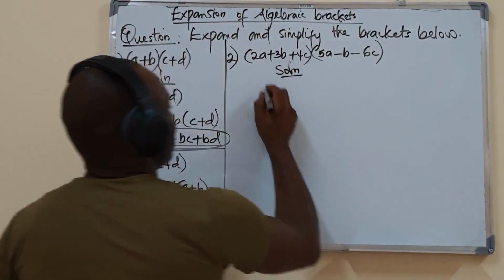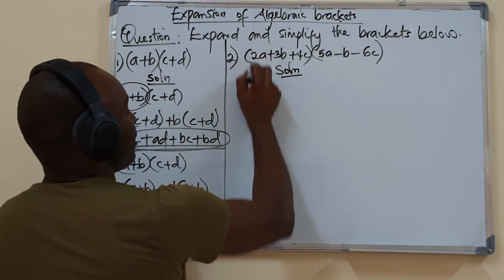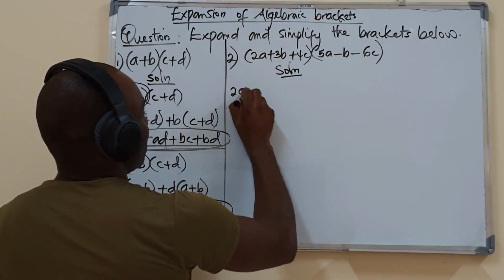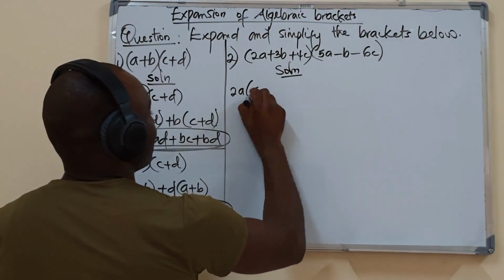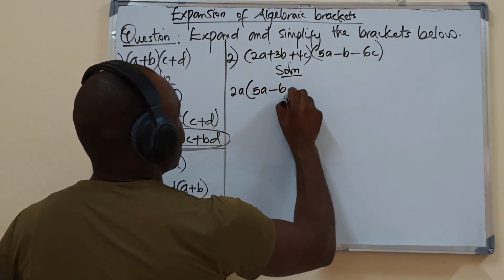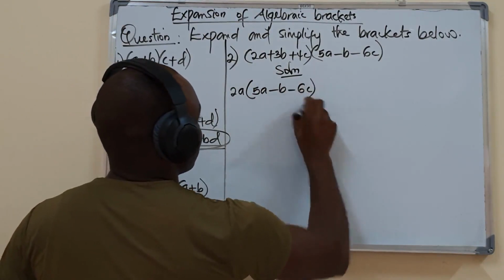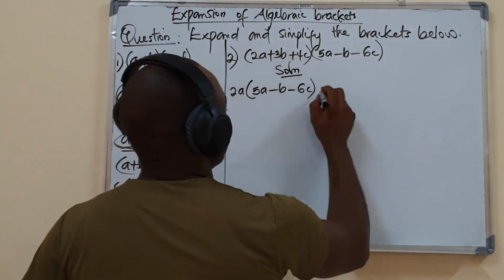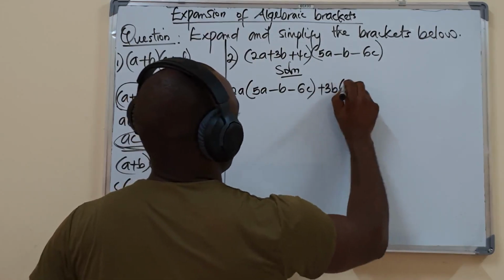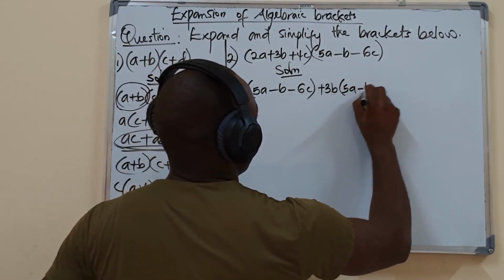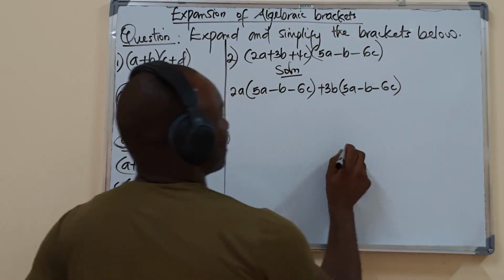Solution. The first term I'm working with is 2a. Let 2a multiply all the terms in the second bracket, that is 5a minus b minus 6c. After that, plus 3b should do the same. Plus 3b should multiply all the same terms, 5a minus b minus 6c.